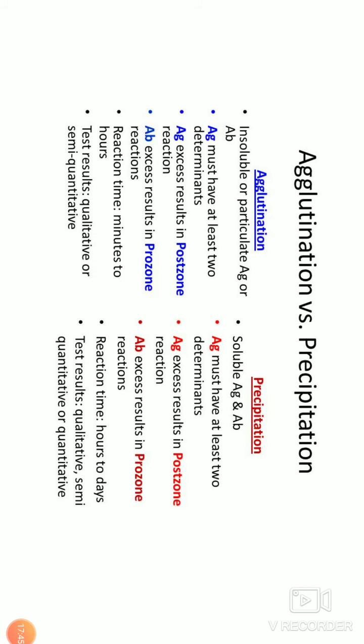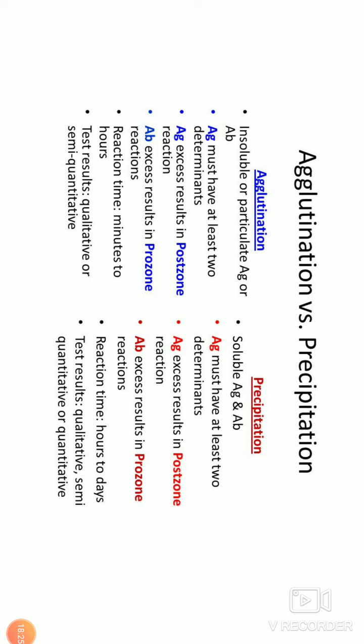So in brief, if you want to know the difference between agglutination and precipitation, there are distinct points. The zones formed are the same: when there is antigen-antibody equivalence, there is the equivalence zone. When there is antigen excess, it is the postzone. When there is antibody excess, it results in the prozone. Those are the same. But in agglutination, there is particulate antigen or antibody. In precipitation, there is a soluble antigen or antibody.